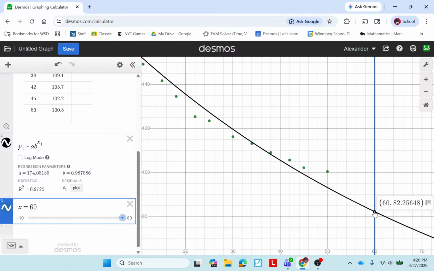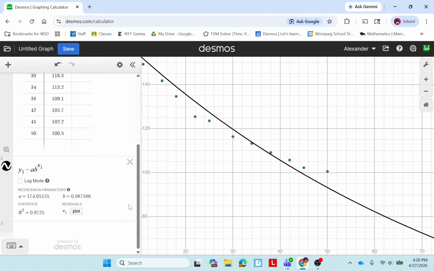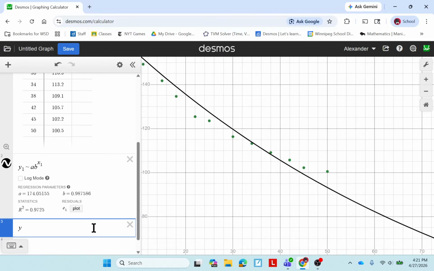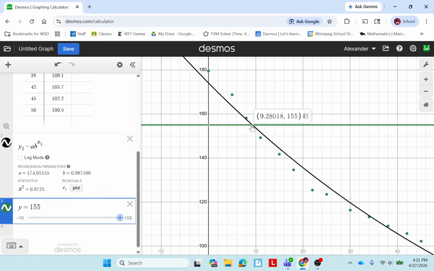Part F says, if restaurants want to serve the coffee at 155 degrees, so that's a Y number, how long should they wait before serving the coffee? Let's enter in Y is equal to 155 and look for that intersection point, which is right there. We can see that the x value is 9.28, so they should wait 9.28 minutes.